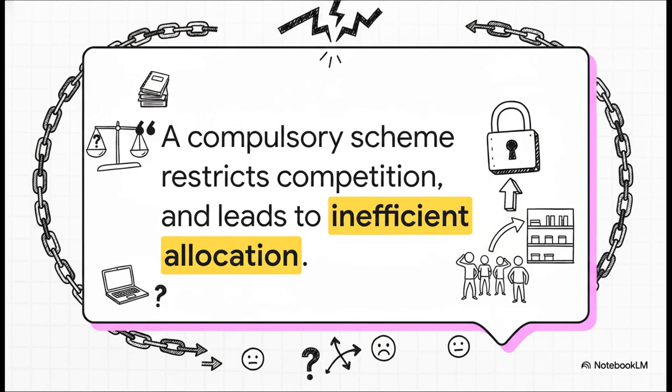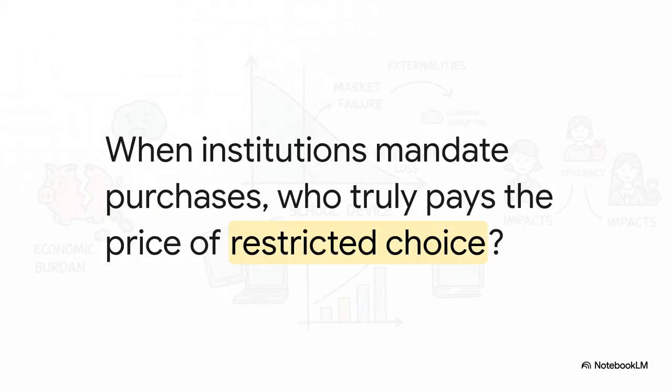Ultimately, a compulsory scheme restricts competition, limits consumer choice, and leads to a wildly inefficient allocation of resources. This confirms that, economically speaking, this totally everyday school policy is a textbook case of partial market failure. The academic theory completely, unequivocally validates that real-world frustration families feel when they're staring down that back-to-school shopping list. So we're going to leave you with this final thought. When institutions mandate purchases and override the free market just for their own administrative convenience, who truly pays the hidden price of that restricted choice?